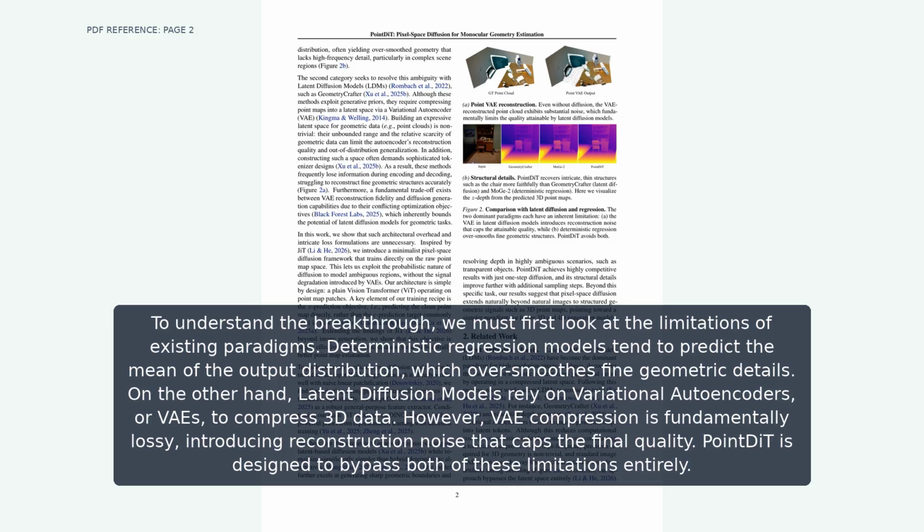Deterministic regression models tend to predict the mean of the output distribution, which oversmooths fine geometric details. On the other hand, latent diffusion models rely on variational autoencoders, or VAEs, to compress 3D data. However, VAE compression is fundamentally lossy, introducing reconstruction noise that caps the final quality. PointDiT is designed to bypass both of these limitations entirely.